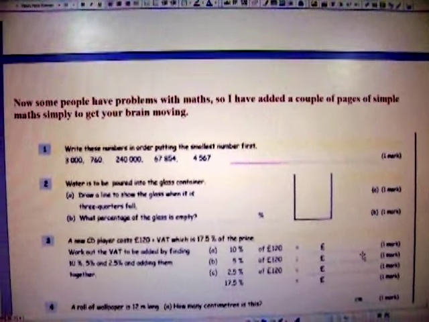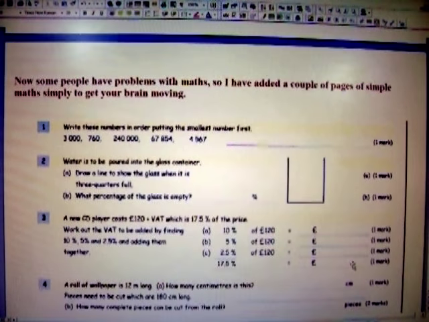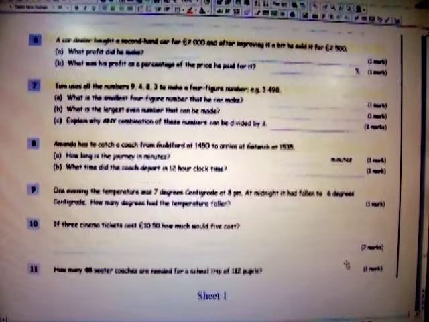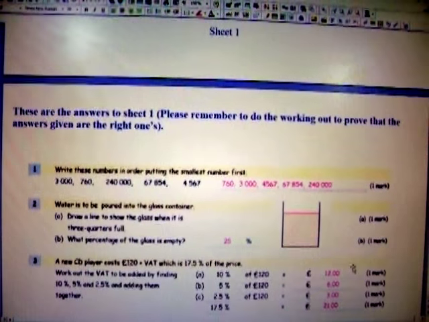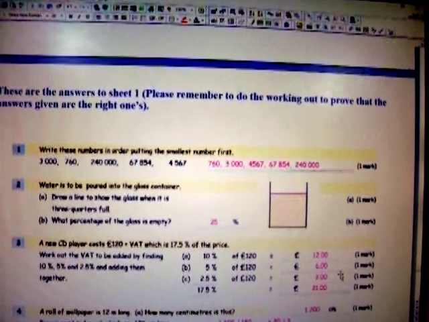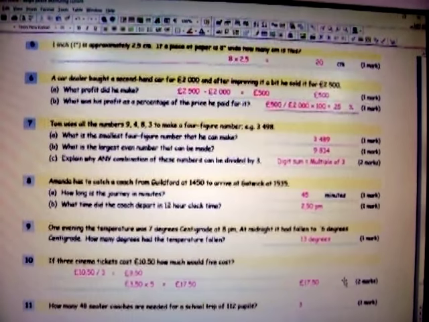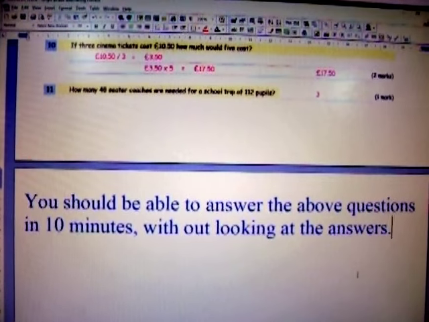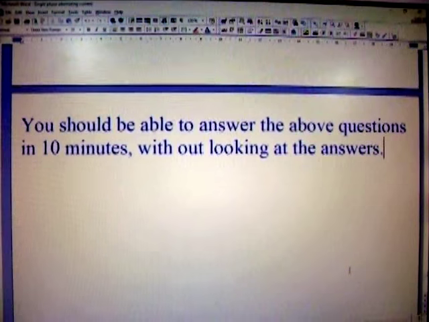I've then gone on to do a few maths, and I've put some maths in here because some people still have problems with maths, and it's just to give you an idea as to what you're able to do. I've also provided you with the answers, so you don't need to be wondering what the answers were. But please try to do the questions before you look at the answers. And here is where we're at.